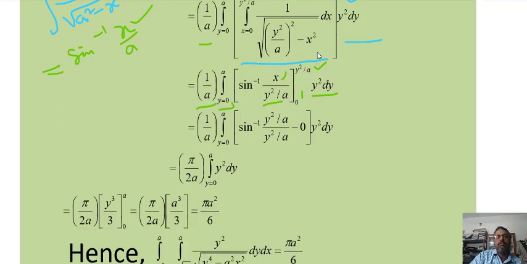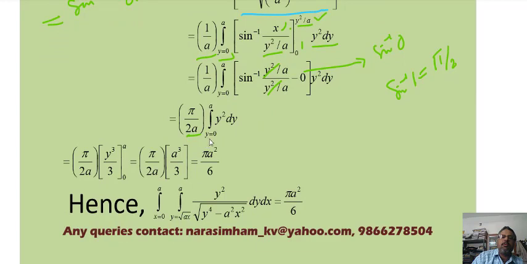Now substitute the limits. First put x equals y square by a, then 0. If you put x equals 0, sine inverse 0 is 0. Now y square by a, both are cancelled. Sine inverse 1. Sine inverse 1 is pi by 2, already known. So if you take pi by 2a common, times integral 0 to a.